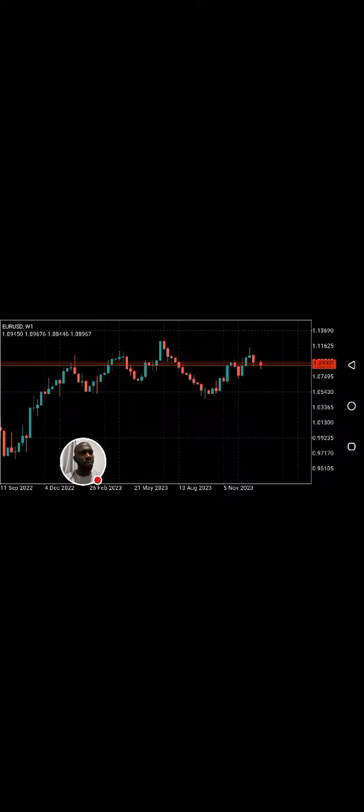So my bias for Euro USD is bullish for the coming week. They hunted for the stop losses at this previous low. Liquidity was cleared at this previous low. We had a previous resistance turned support here. So let's go down to daily. What do we have on daily?